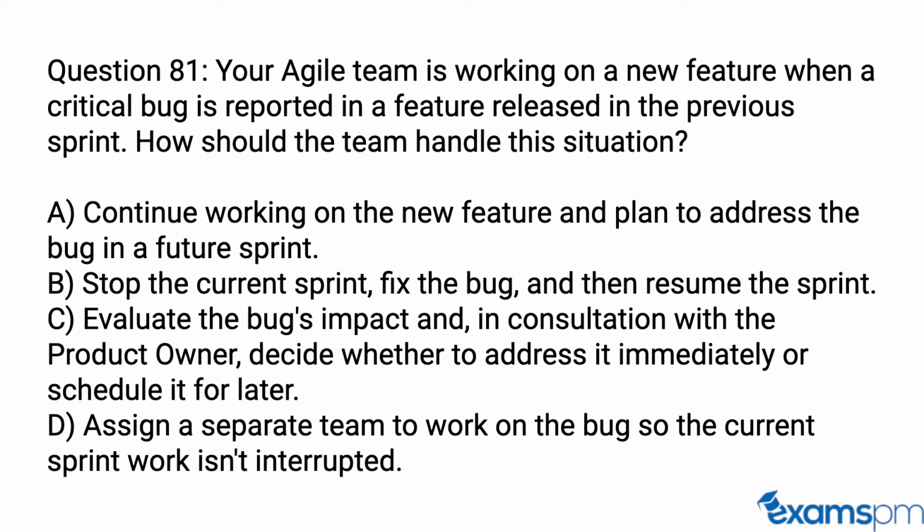Question 81. Your Agile team is working on a new feature when a critical bug is reported in a feature released in the previous sprint. How should the team handle this situation? A. Continue working on the new feature and plan to address the bug in a future sprint. B. Stop the current sprint, fix the bug, and then resume the sprint. C. Evaluate the bug's impact and, in consultation with the product owner, decide whether to address it immediately or schedule it for later. D. Assign a separate team to work on the bug so the current sprint work isn't interrupted.